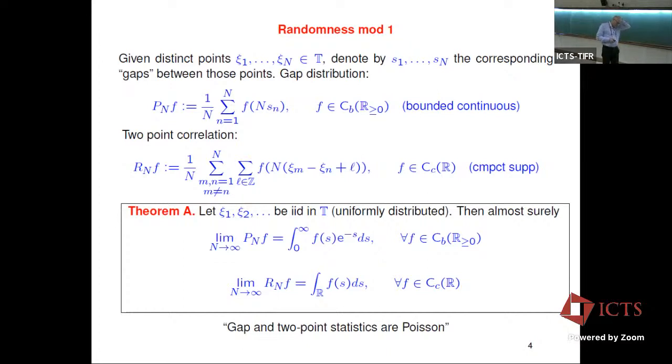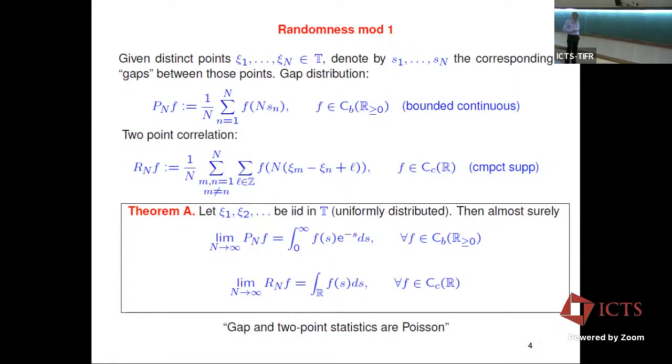And now you ask yourself, does this have a limit? We say that yes, it does if it converges in a weak sense. So these probability measures Pn and this density Rn converge weakly to a limit. And the observation is that if your xi j are independent, uniformly distributed random variables, then you can show that almost surely you have convergence. It would be great to prove theorems almost surely, no? Well, with respect to what measure, right?